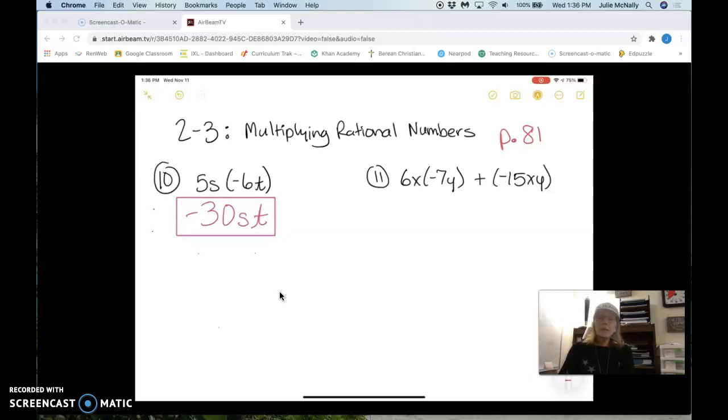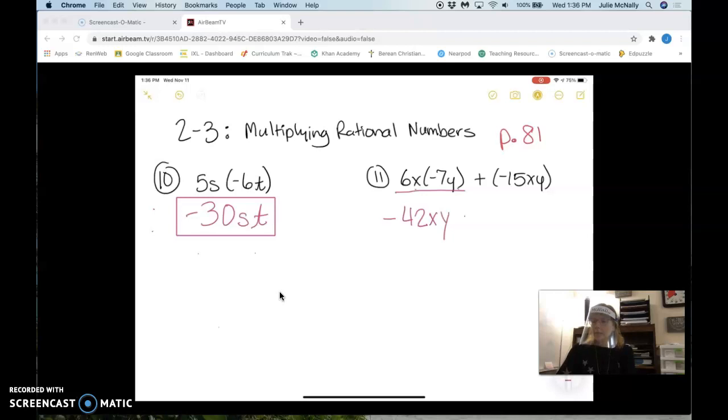Now, number 11 has an extra step because it has that plus sign in the middle. So, order of operations says we're going to multiply or divide first, then add or subtract. So, the first thing I'm going to do is 6x times negative 7y. What is 6 times negative 7? 42. Negative 42. Nice. Negative 42, and then just write the variables one after the other.